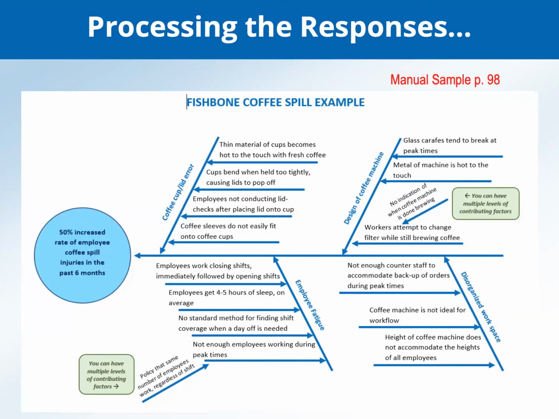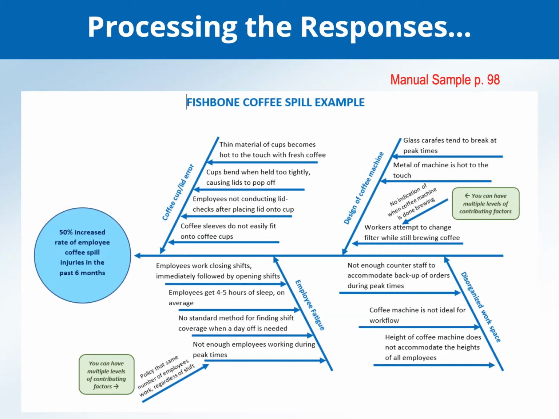In our example, the themes of coffee cup or lid error, design of coffee machine, employee fatigue, and disorganized workspace were identified. Each of these themes represents a sub-issue underlying the main problem. These became the spines of the fish. Within each sub-issue, there may be several contributing factors. These factors become the root causes that need to be addressed.